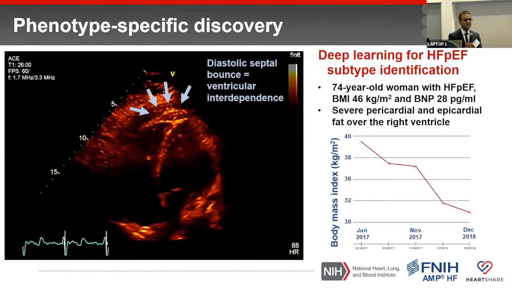Okay, so let me drive this home. Last few slides between me and lunch, or you and lunch, all of us and lunch, is phenotype-specific discovery.